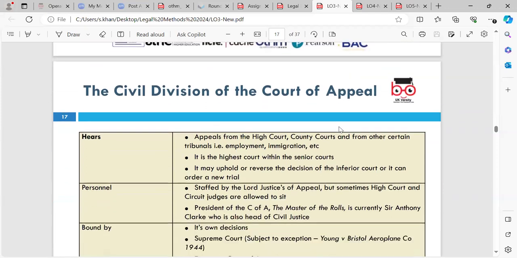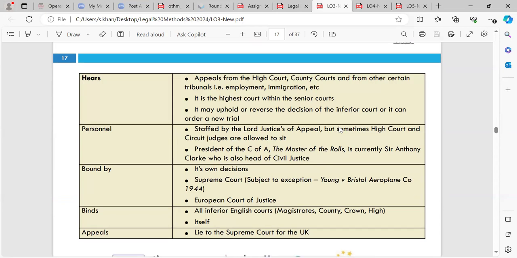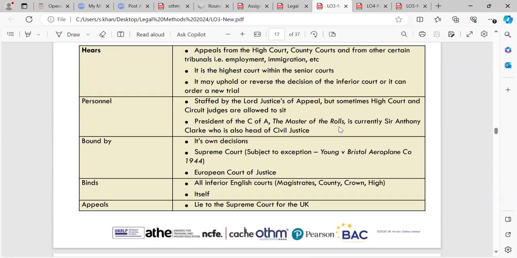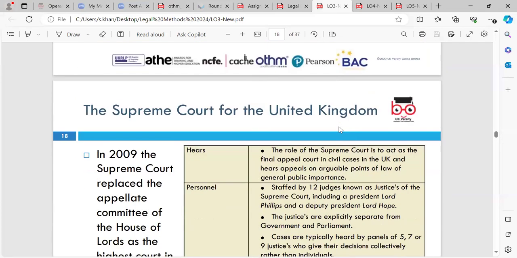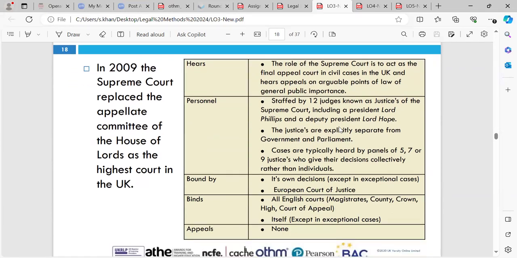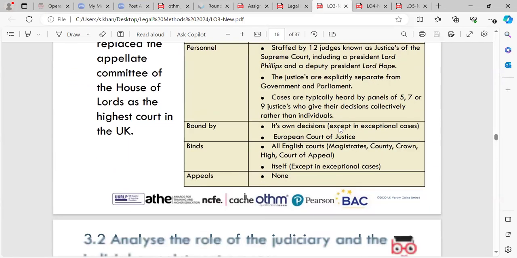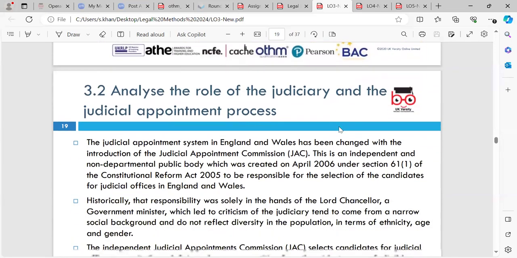We then went on to the Civil Division of the Court of Appeal and, again, looking at who hears this, the personnel who work there, who it's bound by, and the binds and appeals. The Supreme Court is one of the final courts of appeal in civil cases, and it's staffed by 12 judges. It's bound by its own decisions because it's one of the highest courts.